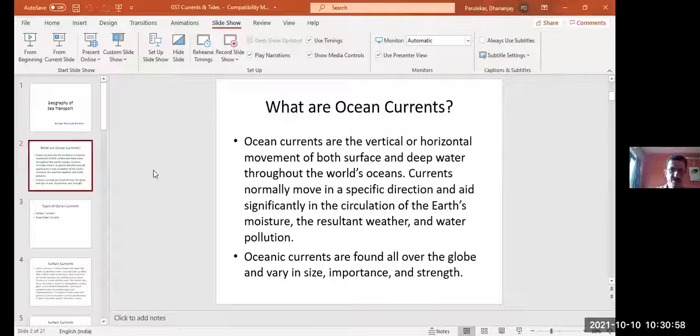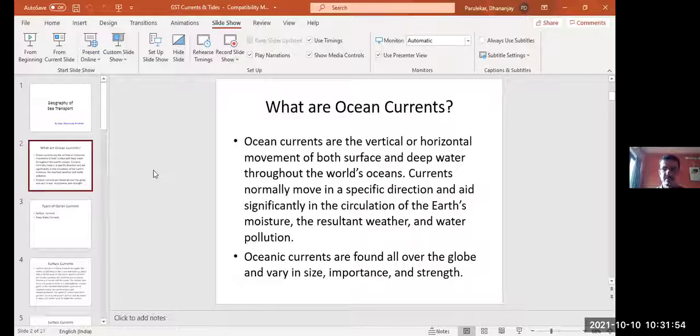Santosh, read what is written there: what are ocean currents? Those who want to write in short can write down. Don't take photographs or snapshots. When you write, you will remember, because the heart, the eyes and the mind all work. Okay, start reading. What are ocean currents? Ocean currents are the vertical or horizontal movement, both surface and deep water, throughout the world's oceans. Currents normally move in a specific direction, aid significantly in the circulation of Earth's moisture, the resultant weather, and water pollution.